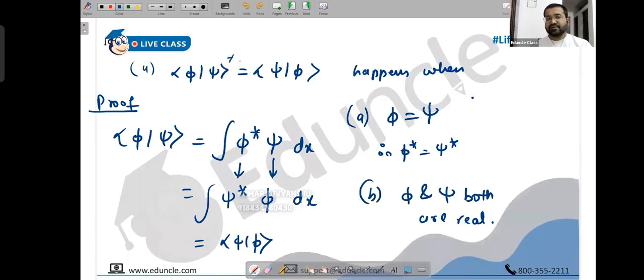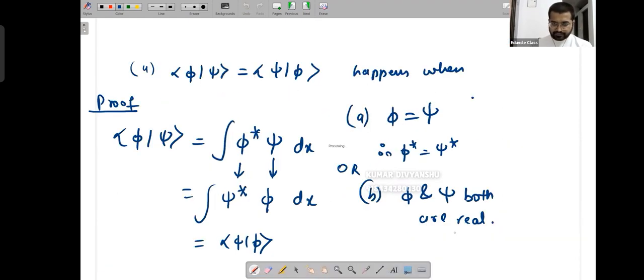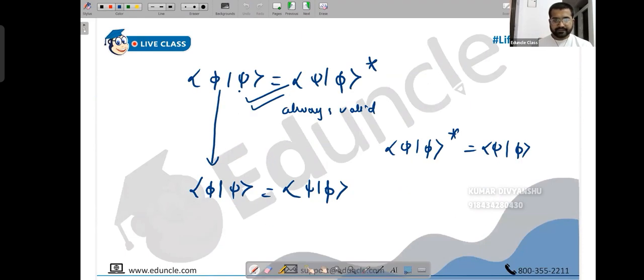If you want to remove the star, then when is it possible? Either this is correct or this is correct. Either of them should be there for this to be correct. So this is not always correct. Understood? This happens only in either of these conditions. This is always correct. Always. Understood? Tell me if not.